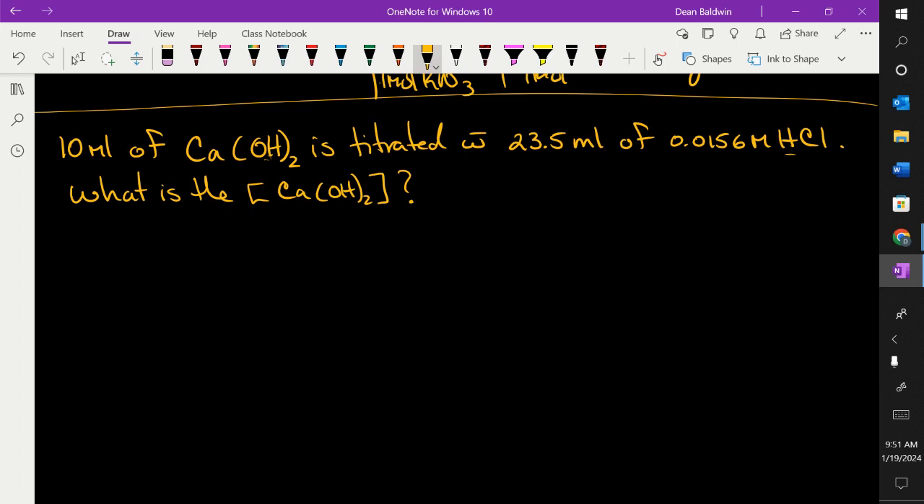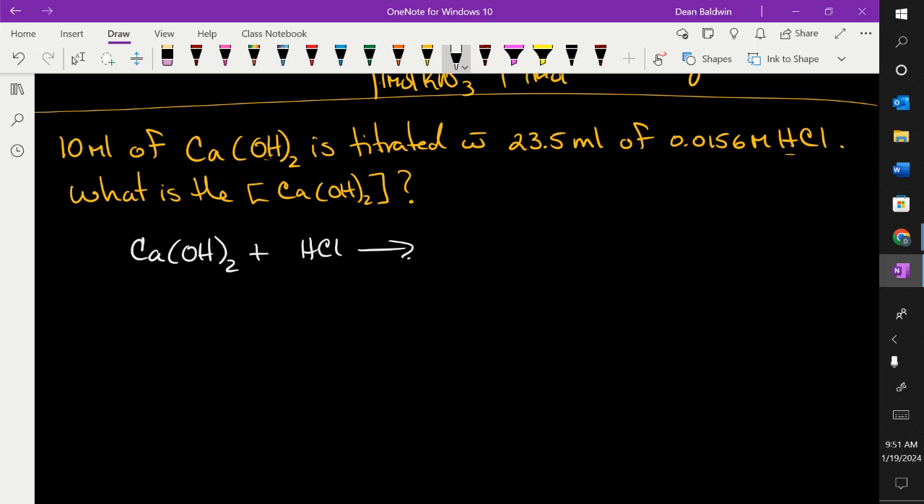Titrations are not always acid-base. Titration just means that you're putting a known concentration into something else to figure it out. You can do redox titrations, so it doesn't have to be an acid-base. But I guess in grade 11, we've only done acid-base. All right, so we have Ca(OH)2 plus HCl. This is a neutralization reaction.